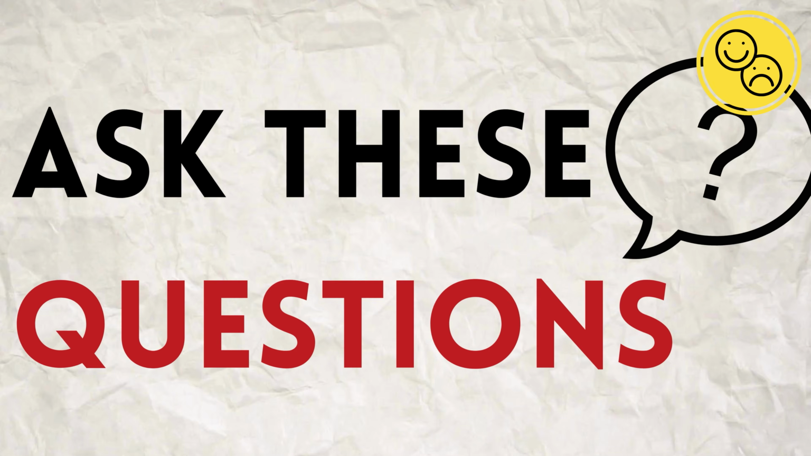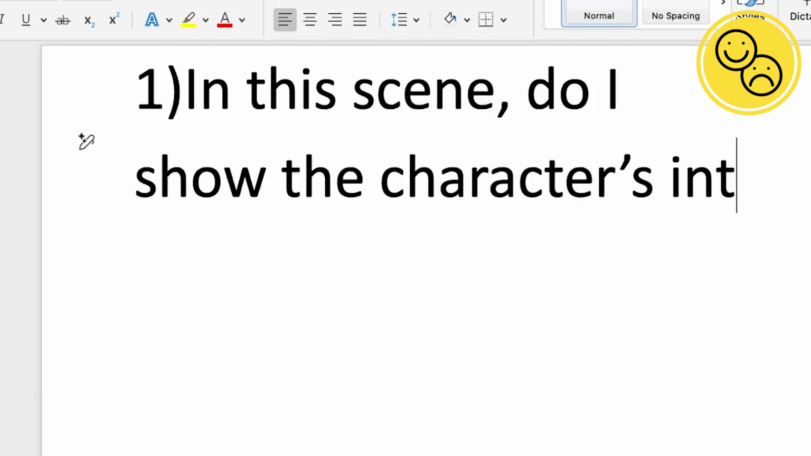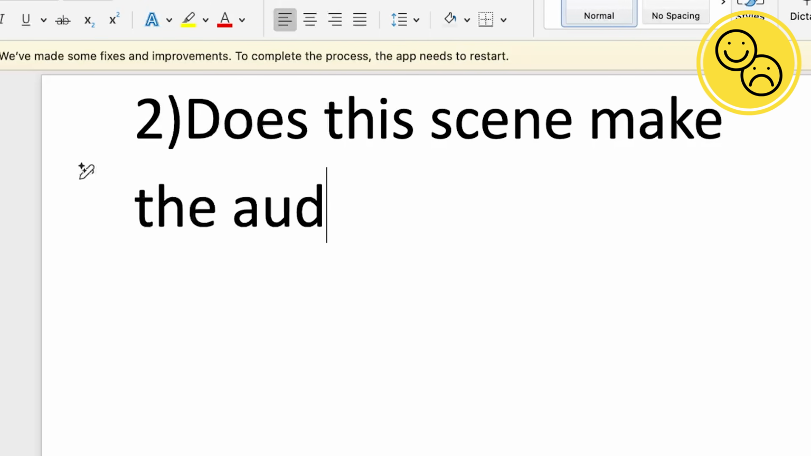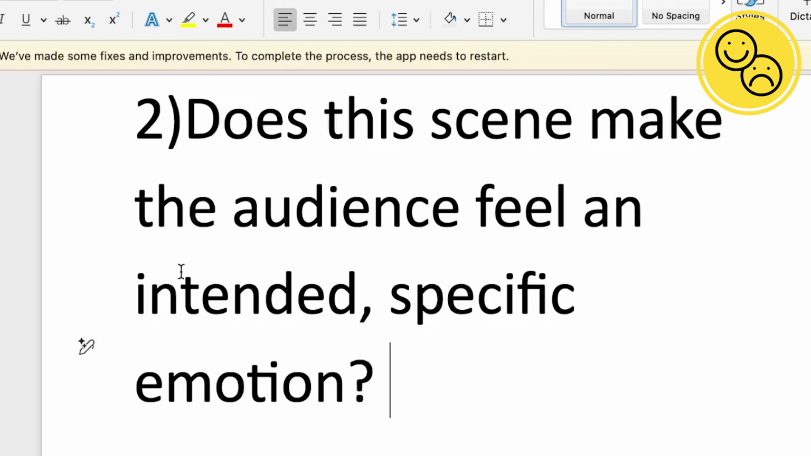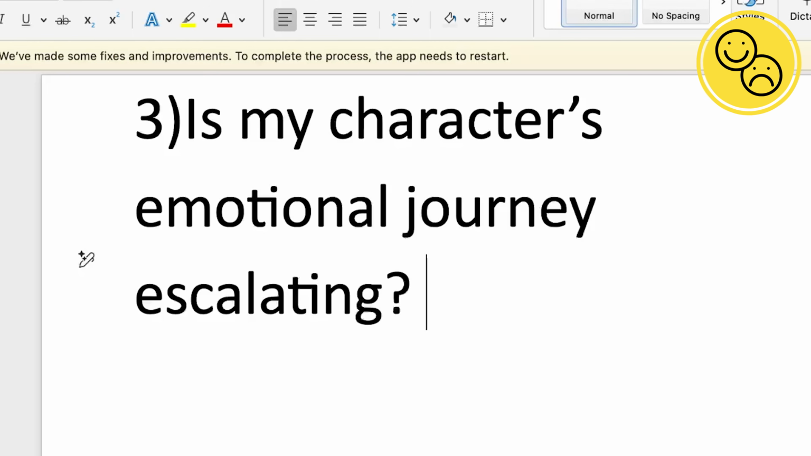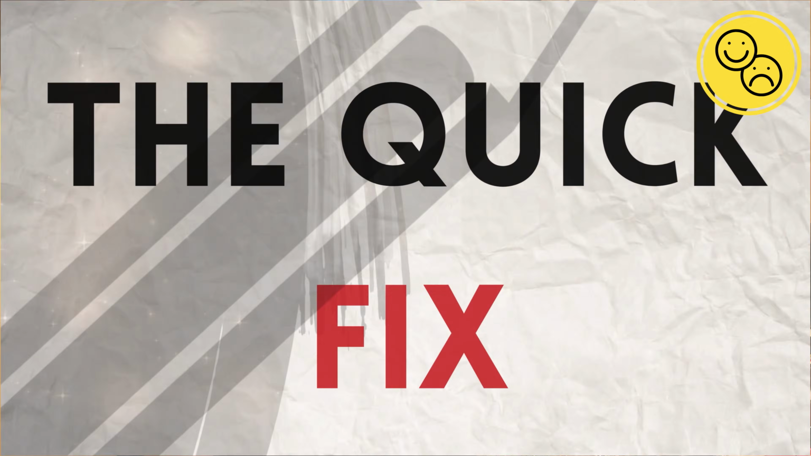So to check for emotion, ask yourself, within this scene, am I showing the character's internal reaction before they take external action? Does this scene make the audience feel a specific intended emotion? Am I feeling dread, joy, relief, or am I just observing? And looking at the whole story, is my character's emotional journey escalating? Or are they stuck in one emotional state for pages or entire acts? The quick fix is this.